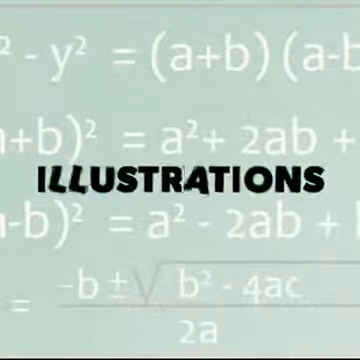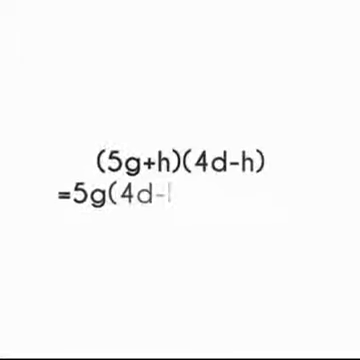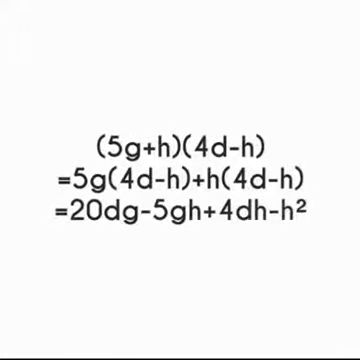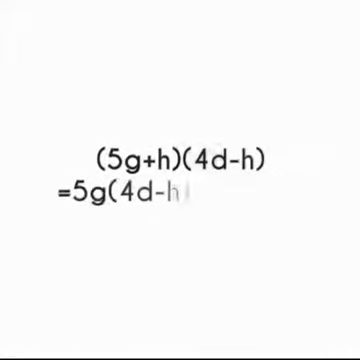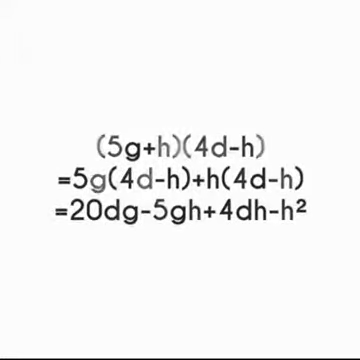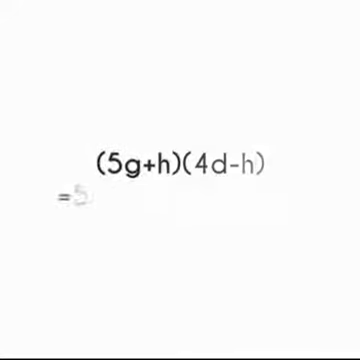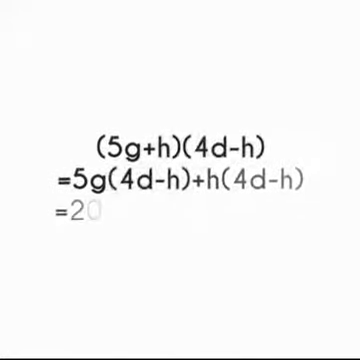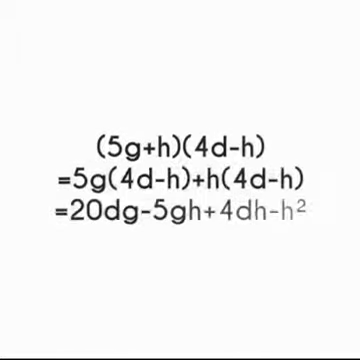So let's look at more examples. 5g plus h bracket 4d minus h. Here we take 5g first. 5g bracket 4d minus h plus h bracket 4d minus h. Now 5g times 4d gives 20dg minus 5gh plus 4dh minus h squared. Now it is advisable for us to arrange in alphabetical order. So now let's move to example 2.